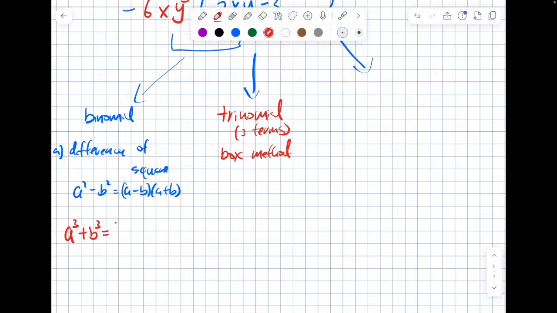A lot of you don't know this, but it's actually a plus b times a squared minus ab plus b squared. Now, this one isn't used all the time, but I'm going to teach you. It's also on the test as well. Or a cubed minus b cubed equals a minus b times a squared plus ab plus b squared.